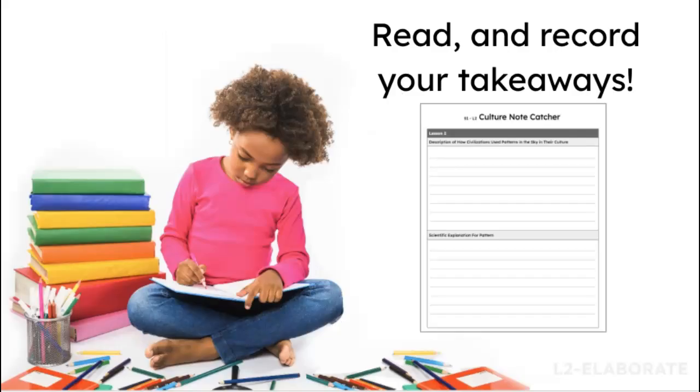For the Elaborate portion, you'll have students read Ancient Egypt and the Pattern of Sirius. As students read, you'll have them record their takeaways in the Culture Note Catcher student journal page.